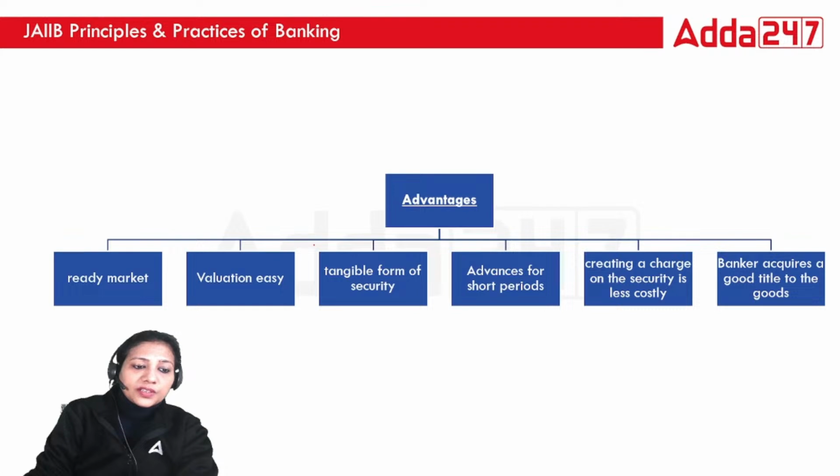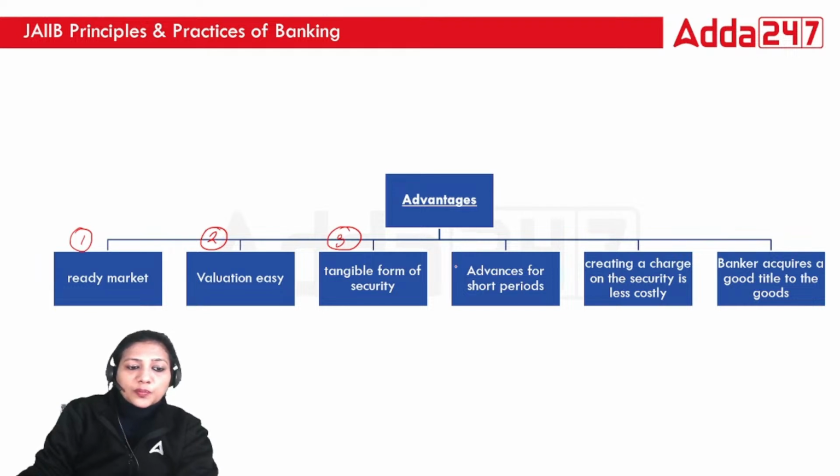Now, what are the advantages of taking goods as security? One is that it has a ready market. It is very easy to sell the product, compared to land and properties. It is easy to sell goods in the market. Second, valuation is also easy. Third, it is a tangible form of security.